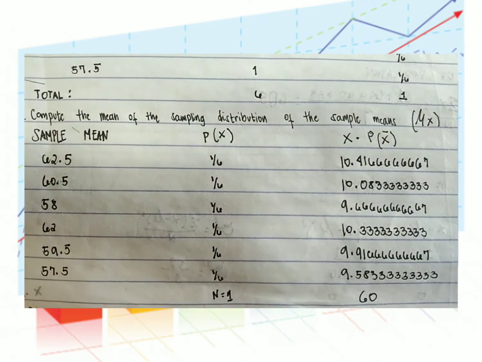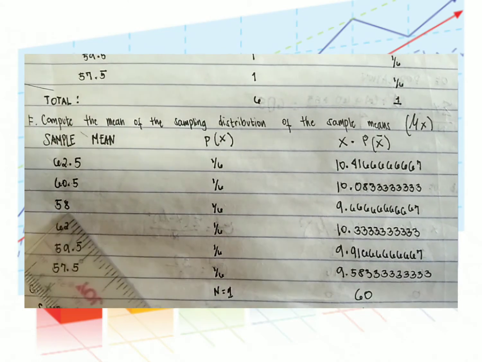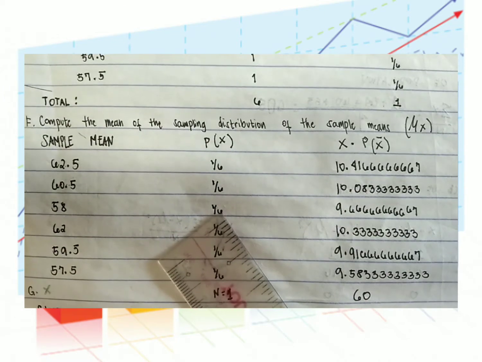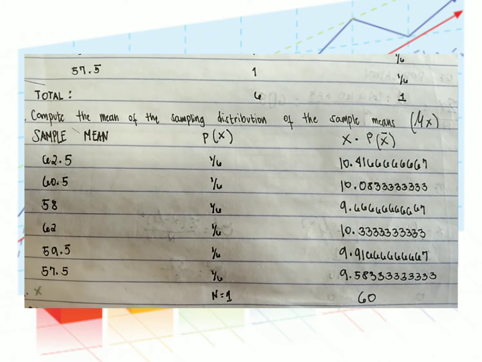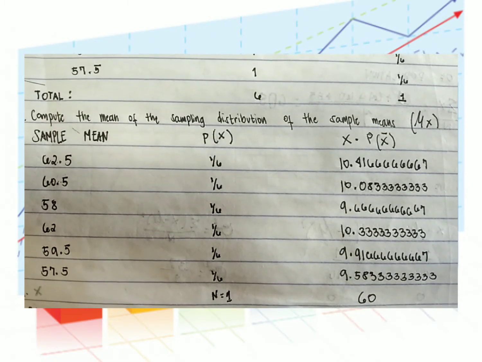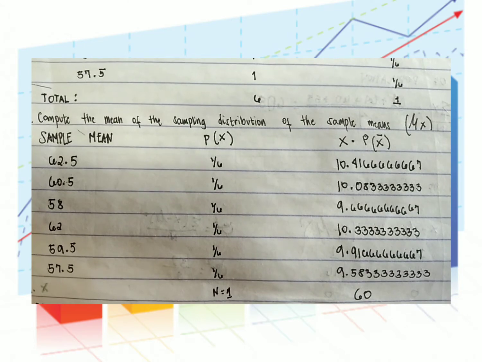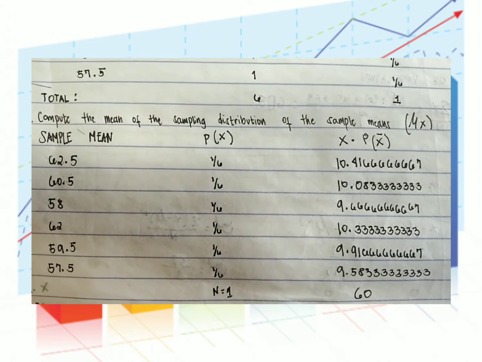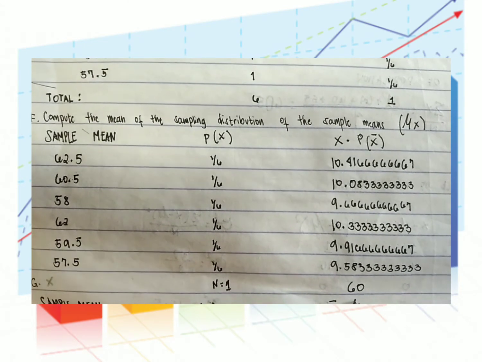This table shows the mean of the sampling distribution of the sample means. The first column is the sample means. The second column is P of x, which totals 1, and the third column is the product of the sample mean multiplied by the probability. Therefore, I conclude that the mean of the sampling distribution is equal to 60.